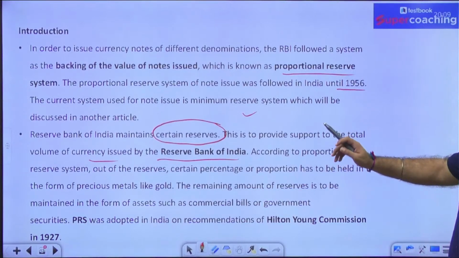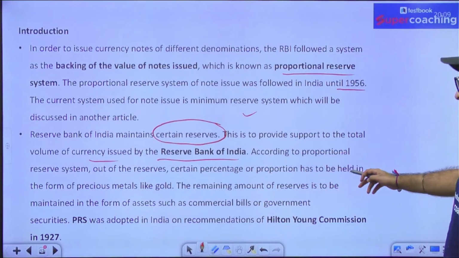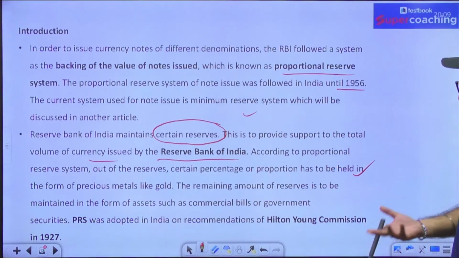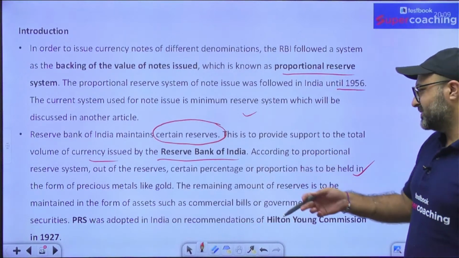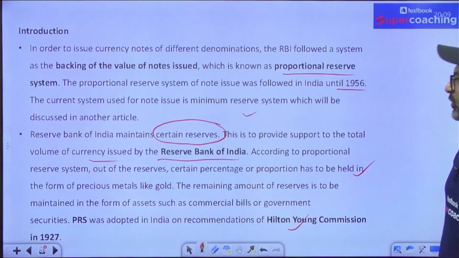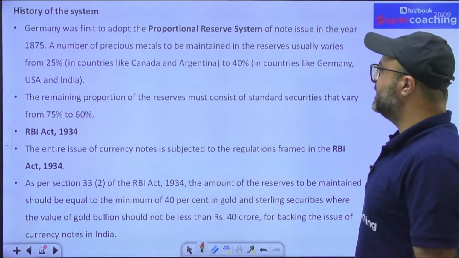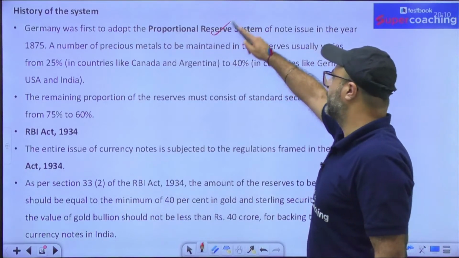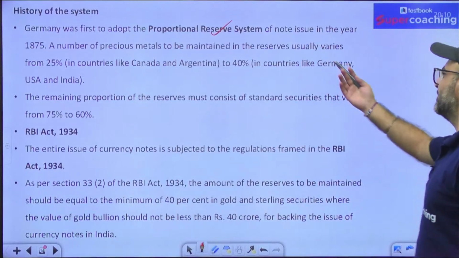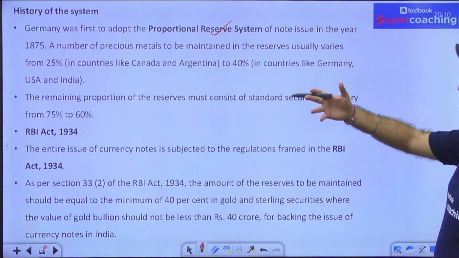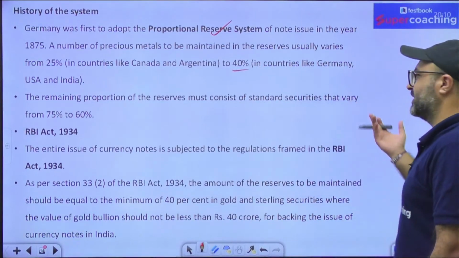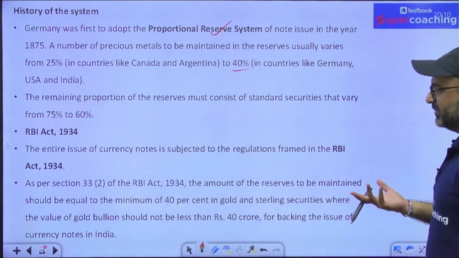According to the proportional reserve system, out of the reserves, a certain percentage or proportion needs to be held in the form of gold, and the rest can be held in the form of government securities or anything like that. The proportional reserve system was adopted in India on the recommendation of Hilton Young in 1927. Germany was the first to adopt the proportional reserve system, in the year 1875. The proportion of precious metals to be maintained usually varies from 25%, like in Canada and Argentina, to 40% in countries like India, US, and Germany.